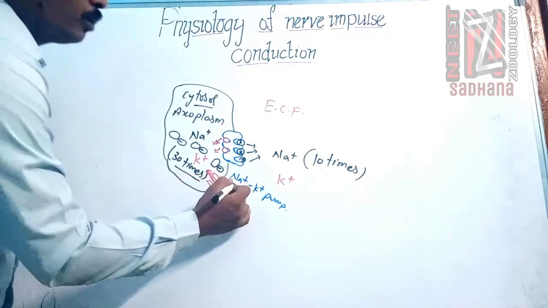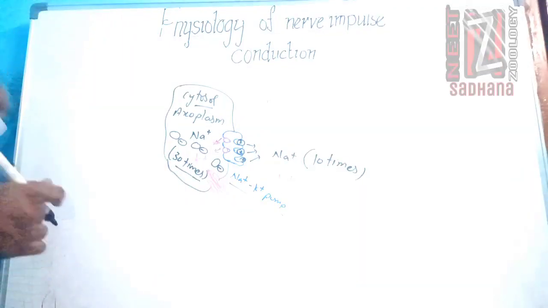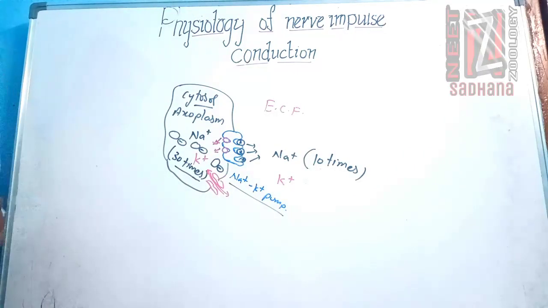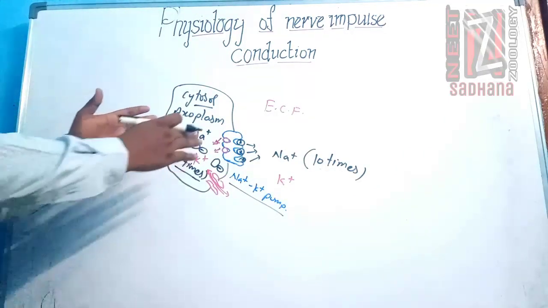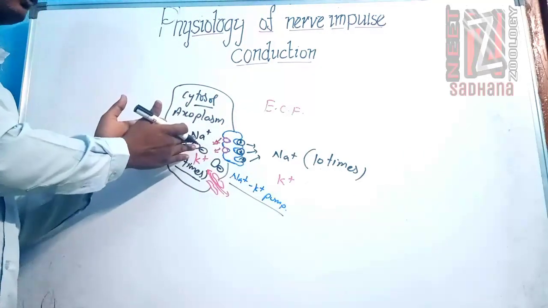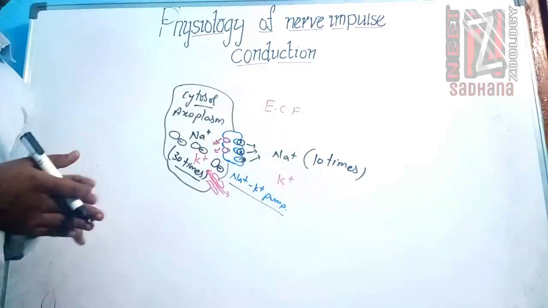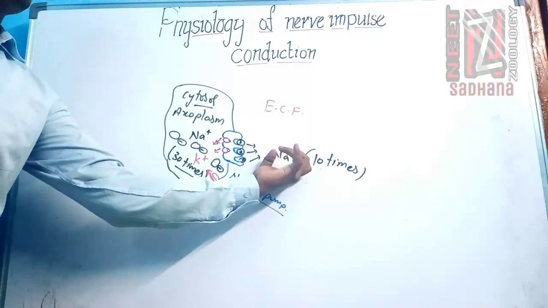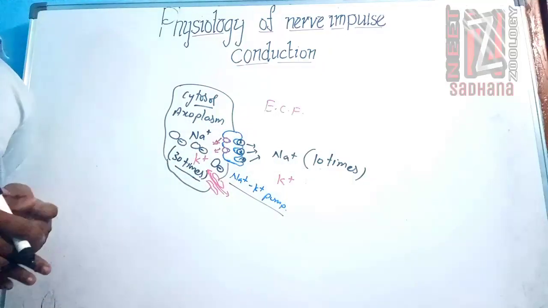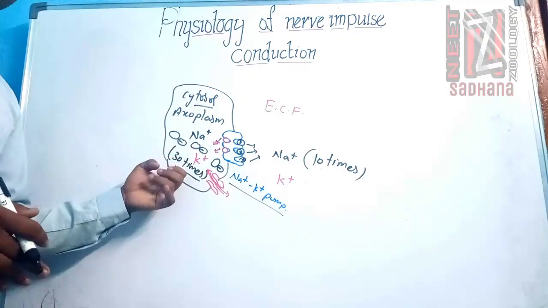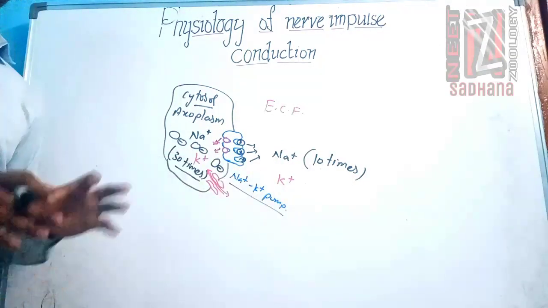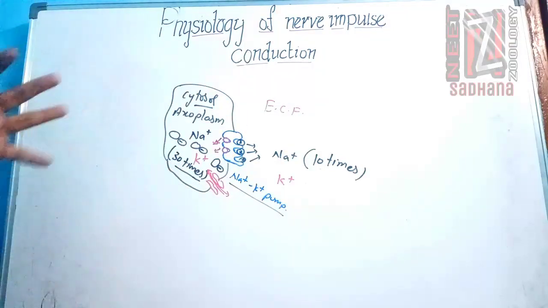So the main one who is maintaining this ionic concentration is the sodium potassium pump. So just concluding this, sodium of the cytosol is 10 times less than sodium of the ECF, or we can say sodium of the ECF is 10 times more than the sodium of the cytosol, and potassium of the cytosol is 30 times more than the potassium of the ECF. This is a very important point, don't get confused.